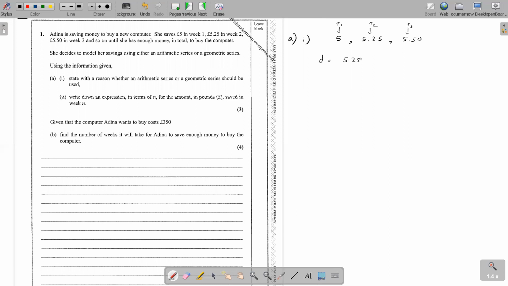Term 2 minus term 1, you get a 0.25 difference, and term 3 minus term 2, you get again a 0.25 difference. So there is a common difference. There is no common ratio. If you divide, you will see 5.25 divided by 5 and 5.50 divided by 5.25, the answers are different. So we have a common difference here. So you can write there is a common difference. Therefore, it is an arithmetic progression.